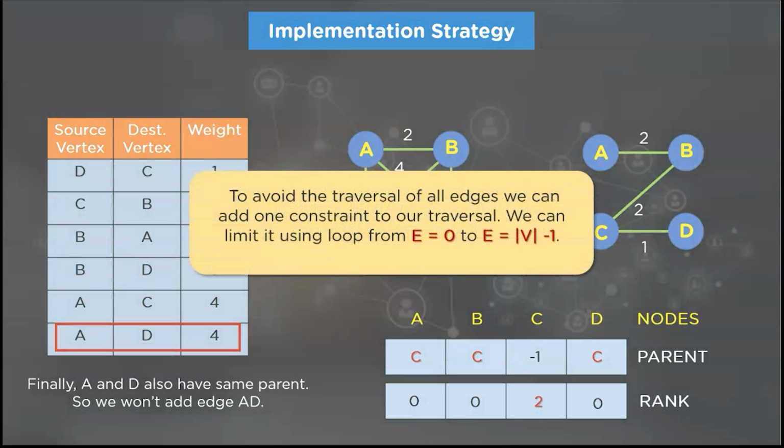Now, you must be thinking about how we can limit iteration of the whole list if we formulate the MST using the few topmost edges only. Well, the answer to that is pretty straightforward. We can avoid the complete traversal of the list by using the looping condition from e equal to 0 to e equal to mod of V minus 1. When we use this condition, the looping will stop when V minus 1 edges get included in our MST.